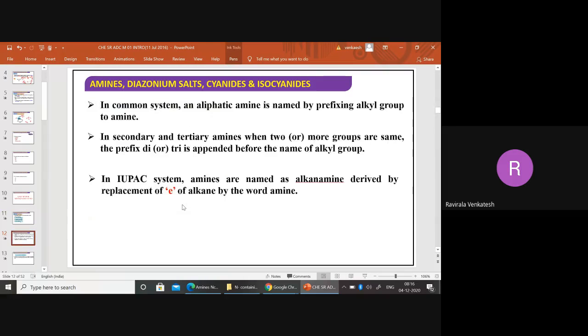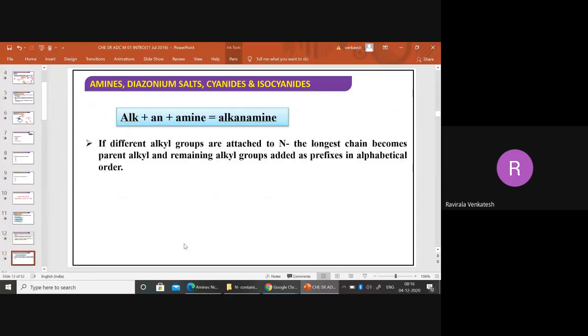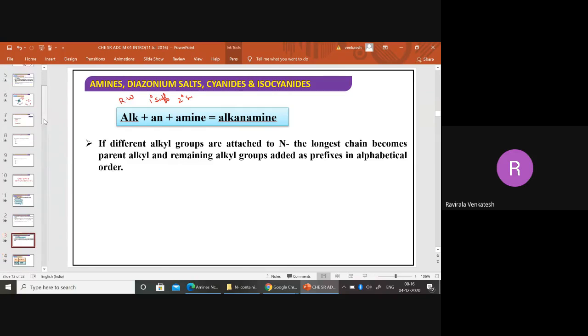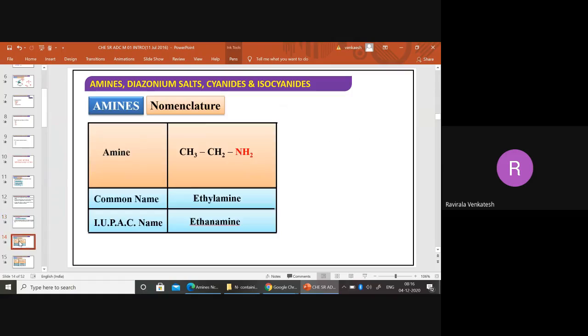Now, how to give nomenclature here? Instead of reading all these statements, let me take an example. We will take the root word. Already you know root word means the number of carbons. This is the primary suffix, always ane. This is the secondary suffix, amine. Now we'll take some examples to explain these things.